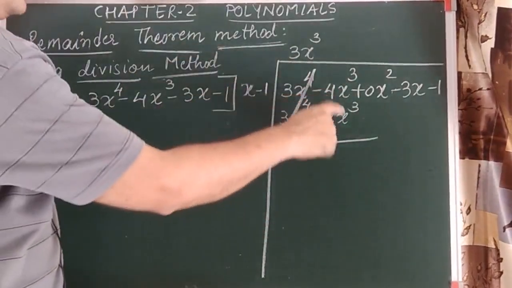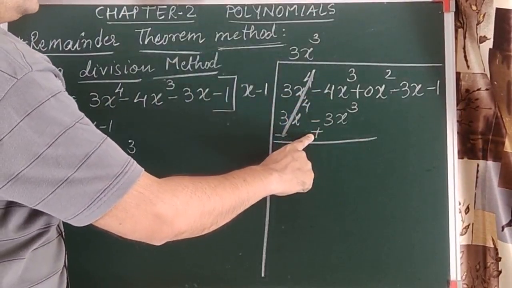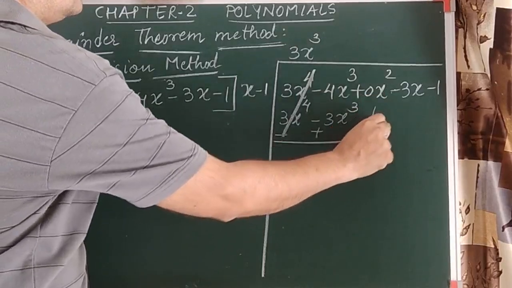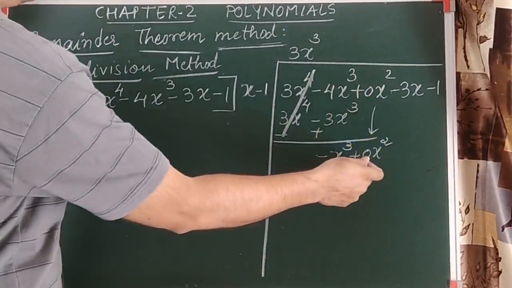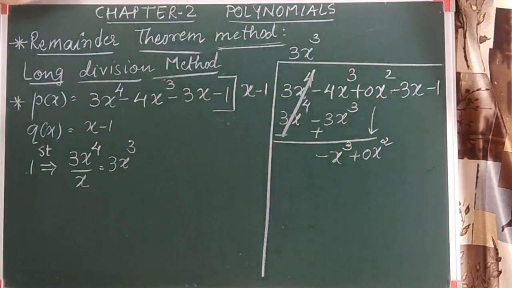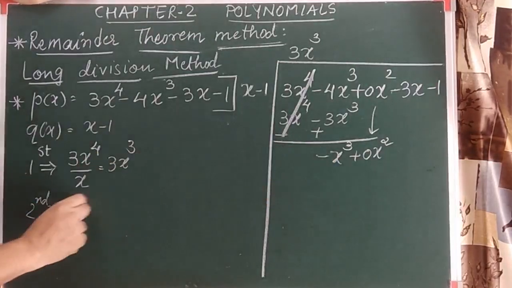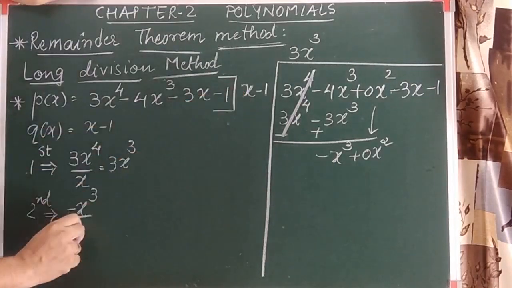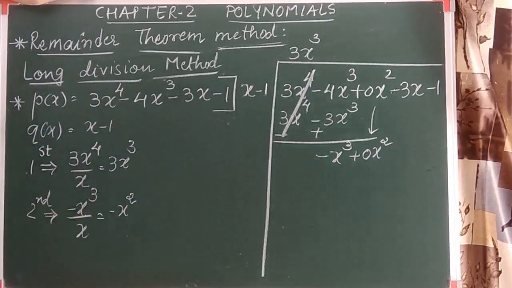Now these both are like terms. It's minus, it's plus. Plus minus minus, 4 minus 3 is 1. Sign of the bigger term, so it is minus x cube. And let us carry 0x square. Now this is considered as your dividend term. To obtain the second term of the quotient, let us divide the first term of the dividend, now minus x cube, with the first term of the divisor, which remains the same. So that value comes minus x square.